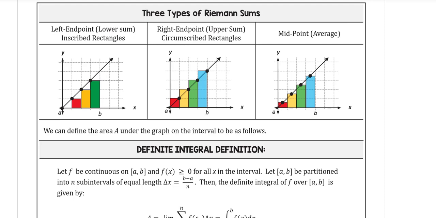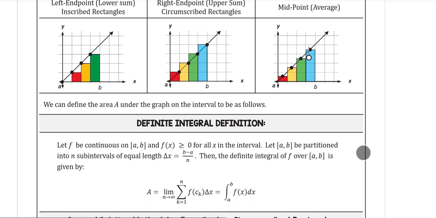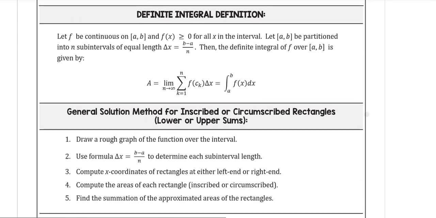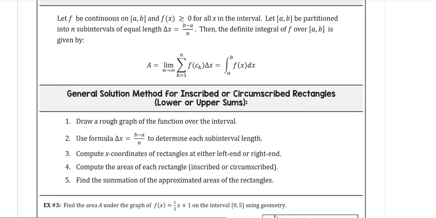So these are the 3 types of Riemann sums that I had spoken of earlier. You can have left-ended or lower sum rectangles, as shown in the first picture, and you see the dots that are all on the left-hand side. And then you can also do it from the right-hand side as well. Or if you want, you can take a midpoint average and have them touch in the middle of the rectangle and not on either end. So I'm going to go over the definition here of the definite integral, and then we're going to continue with some more examples in the next video.